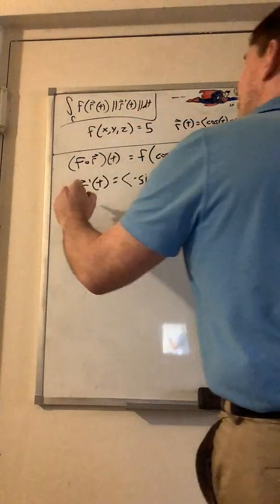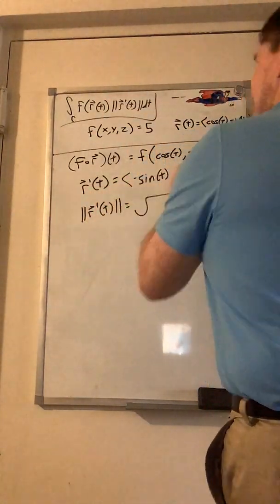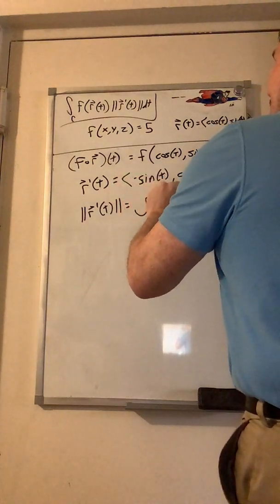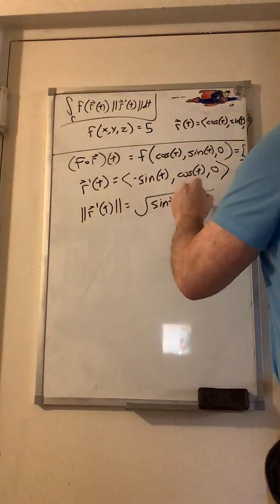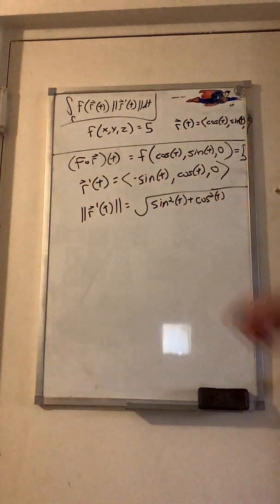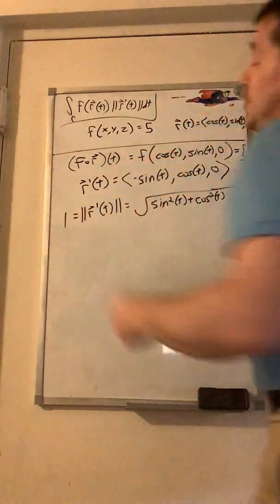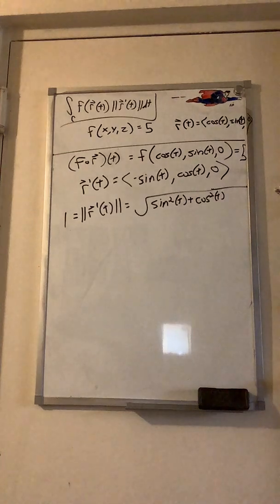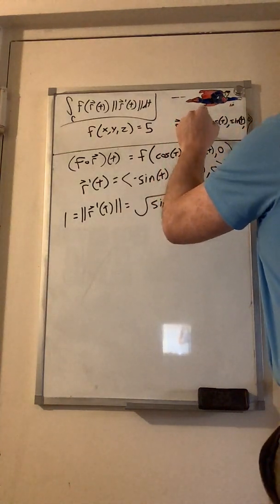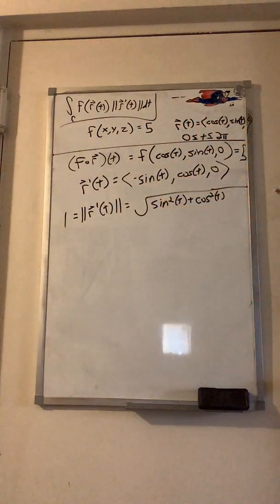Now I need the magnitude of that. The magnitude of r prime of t is the square root of negative sine squared, which is sine squared t, plus cosine squared t, and then 0 squared is 0. Sine squared plus cosine squared is 1, which means the magnitude is 1. Now I have everything I want. To get the circle, I didn't list it up here because I ran out of room, t ranges from 0 to 2 pi because we need it to be 1 to 1.